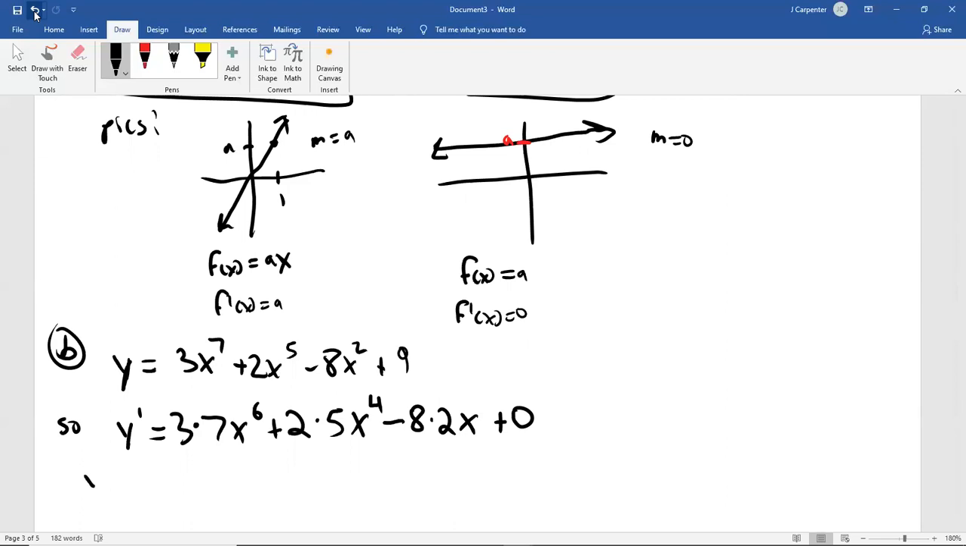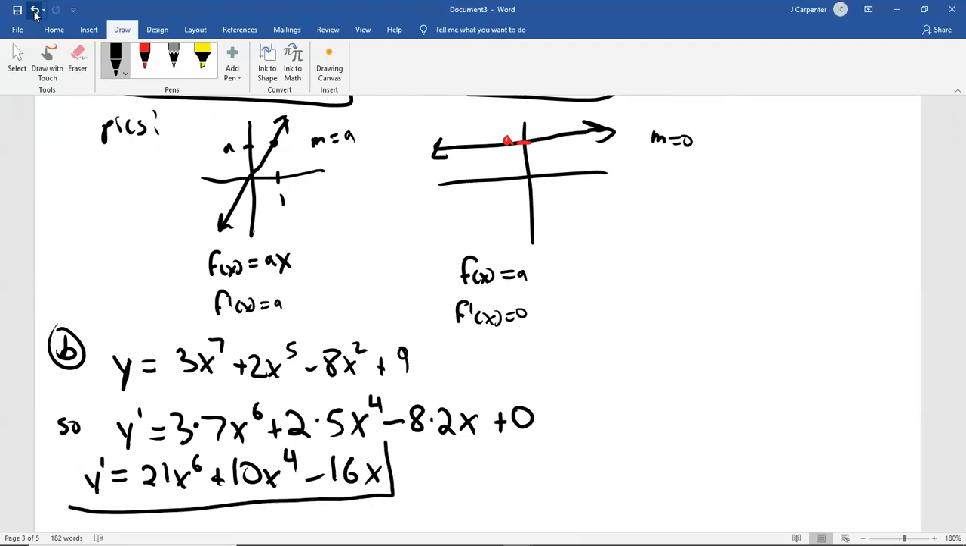So y prime is equal to 3 times 7 is 21. So that's 21x to the 6th plus 2 times 5 is 10, x to the 4th, minus 8 times 2 is 16x. We do not need to write the 0. Those are not like terms. They are not combinable. And that's our answer. There might be times where factoring this would be beneficial. It's not for now, so we won't bother.